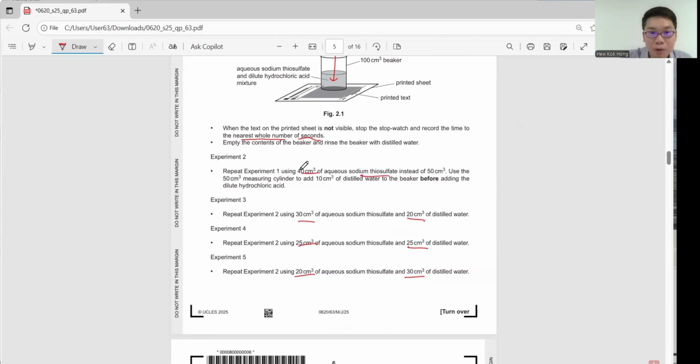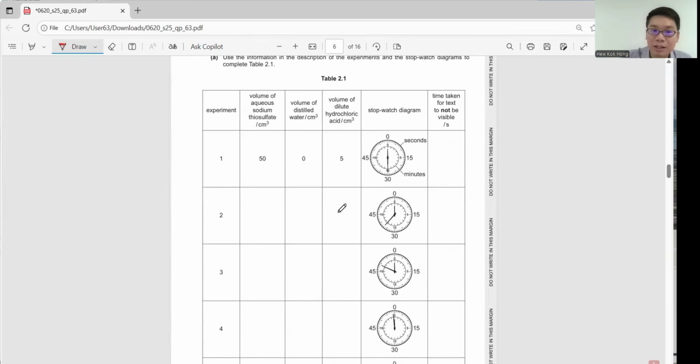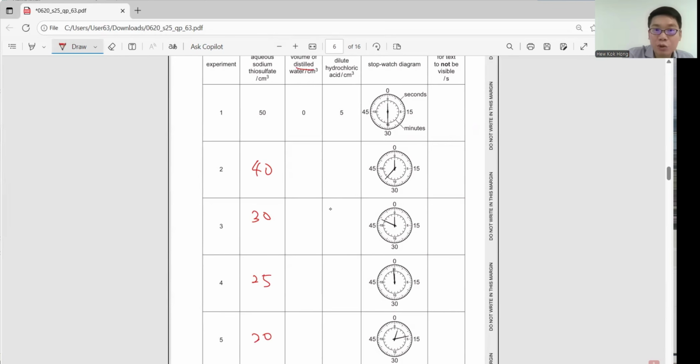Experiment 2, 3, 4, we use 40, 30, 25, 20. So the volume of distilled water added, we need to sum them to 50. So here we use 10, 20, 25, and 30 ml of distilled water to make it more dilute. And then here is fixed. The time for the text to not be visible is here.